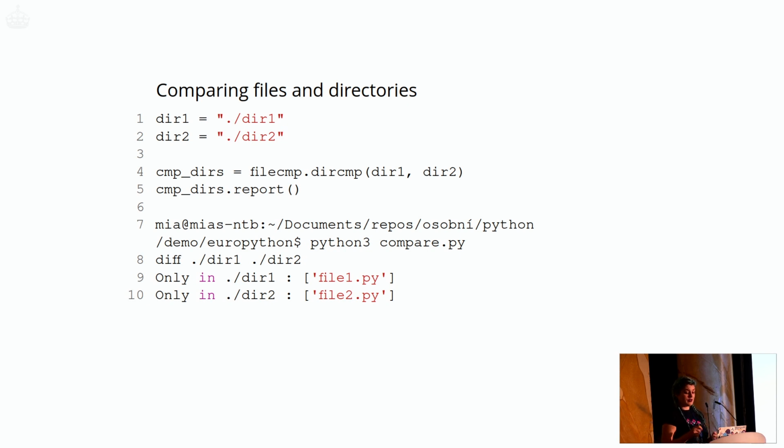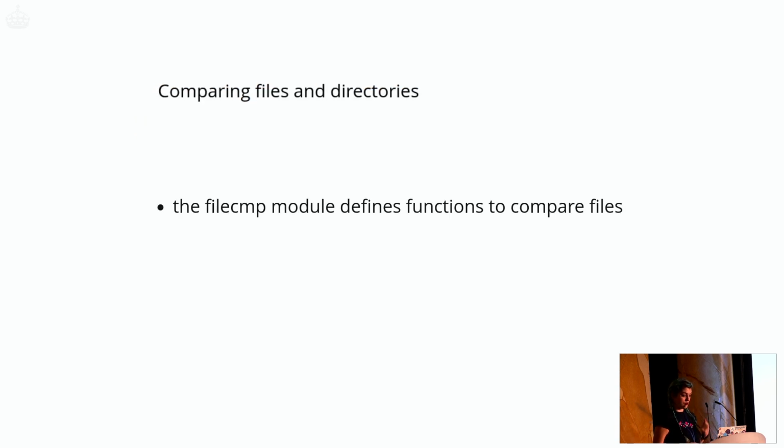So here we can see that file 1 is only in directory 1, while file 2 is in directory 2. So filecmp defines functions to compare files. The dircmp class constructs a new directory comparison object to compare two directories and provides multiple functions to define what to compare and how to show the results. And it's useful for cases, for example, where we have different versions of the same project.